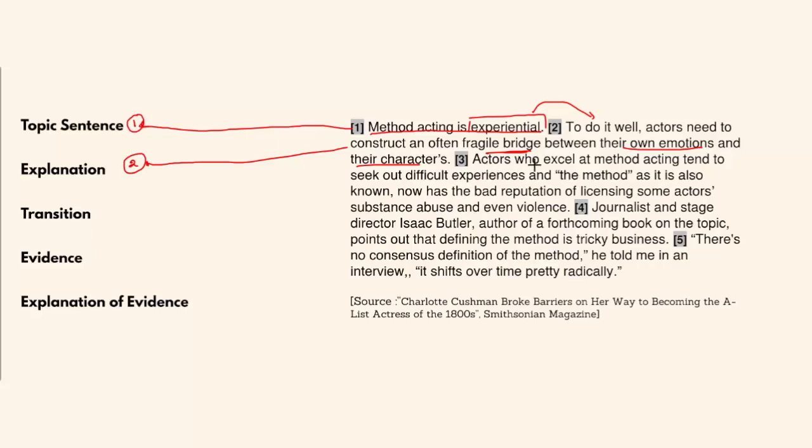What about 3? Actors who excel in the method tend to seek out different experiences, and method acting, as it is also known, now has a bad reputation for licensing some actors. So I'll probably say that bad reputation means the author may want to transition into what is bad about it, though we don't see that after that. The author is not discussing what is bad about method acting, but is merely making a remark. So I will probably want to say that this also is a part of number 3, a part of the explanation as well. Though in some, there is a bad reputation.